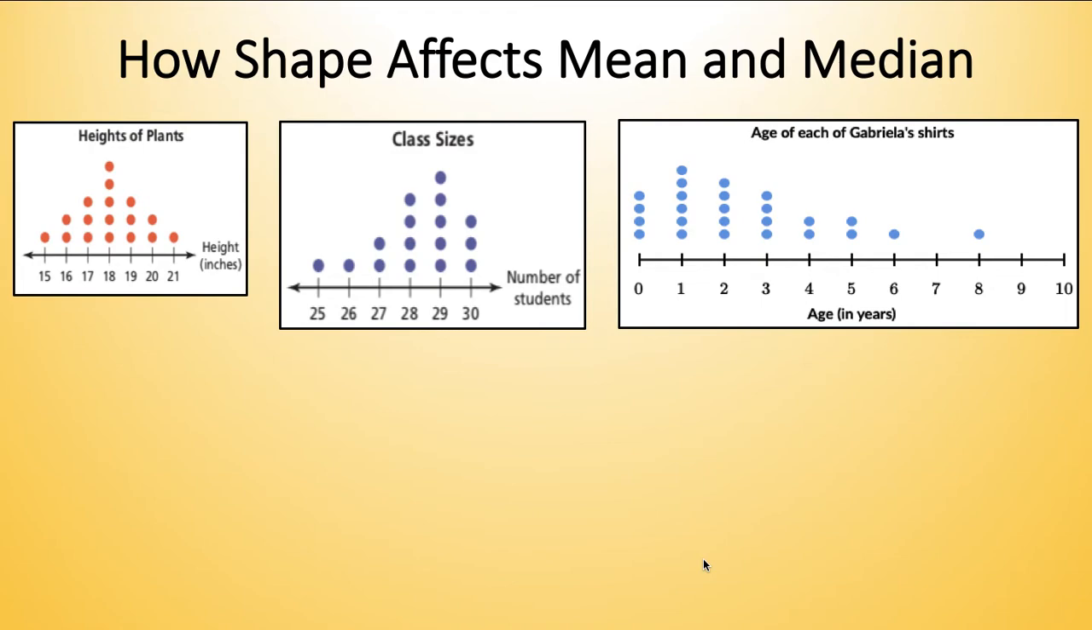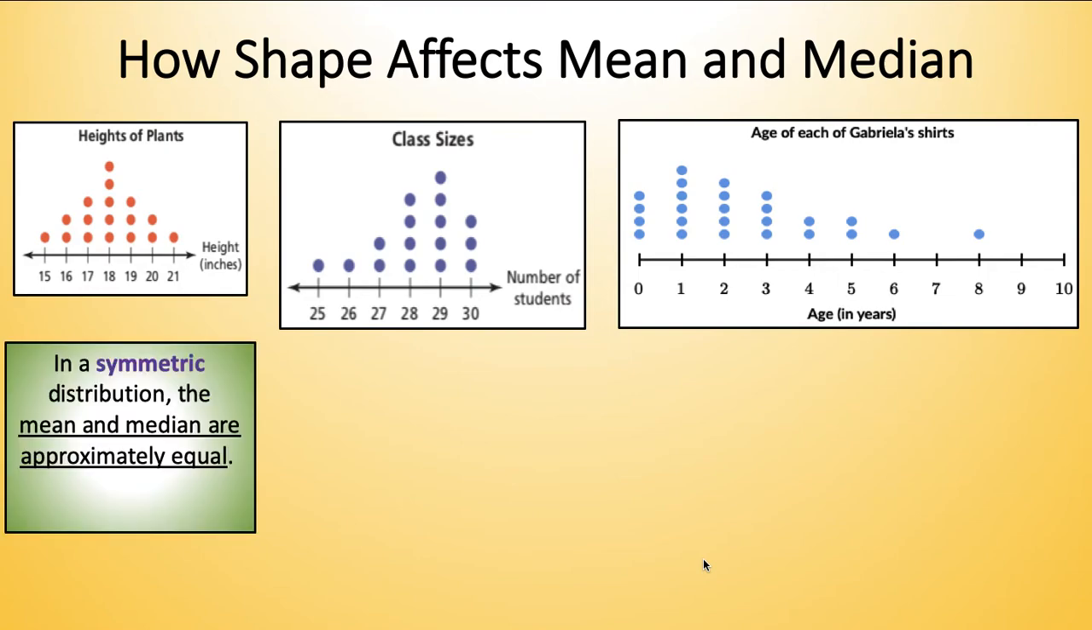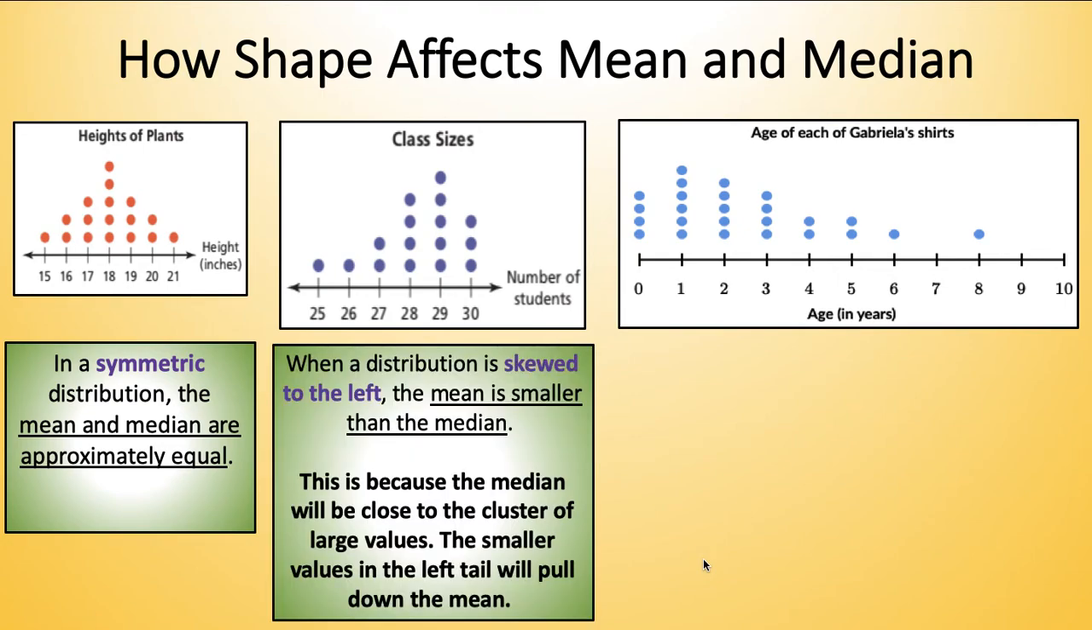This is a summary of what we just discovered relating to how shape affects mean and median. Whenever we have a symmetric distribution, the mean and median are approximately equal. When a distribution is skewed to the left, the mean is smaller than the median. This is because the median will be close to the cluster of large values. The smaller values in the left tail will pull down the mean, causing it to be smaller than the median.